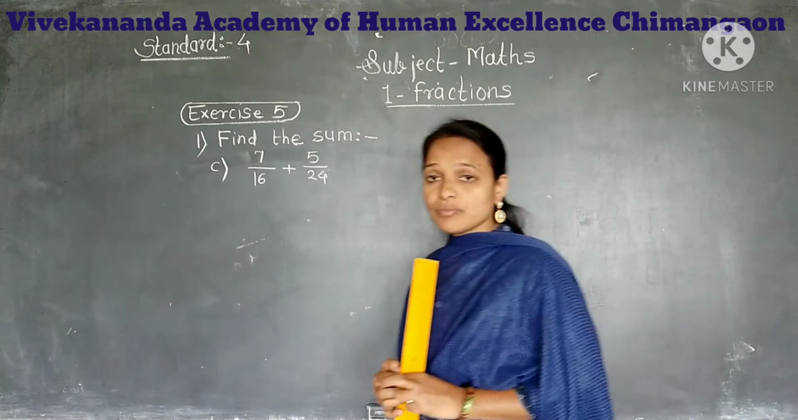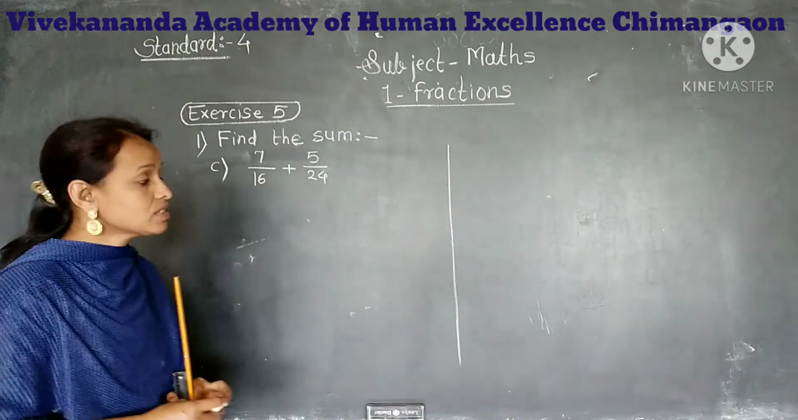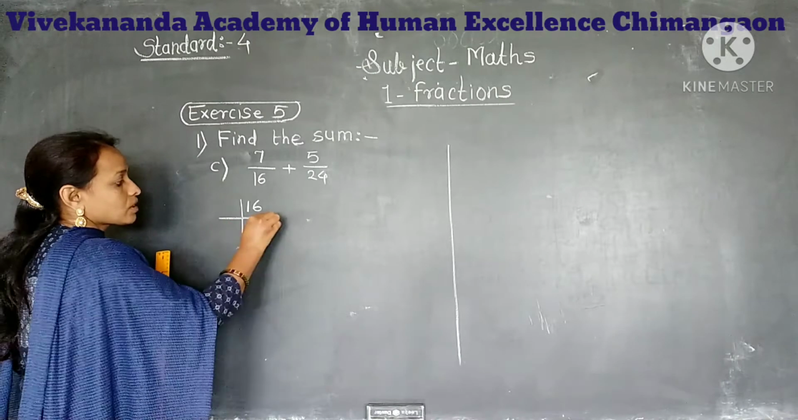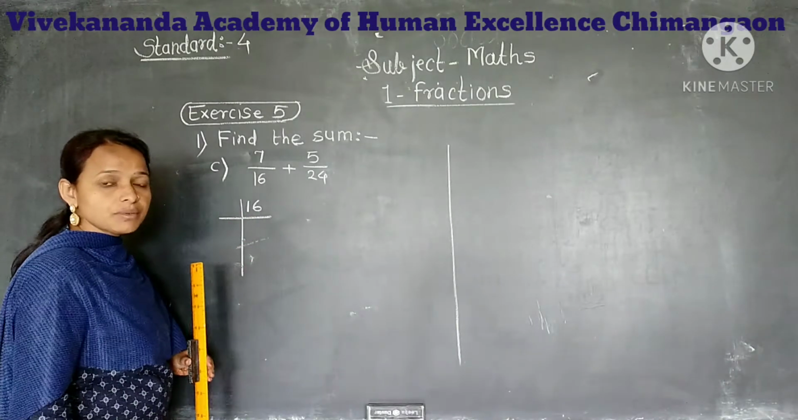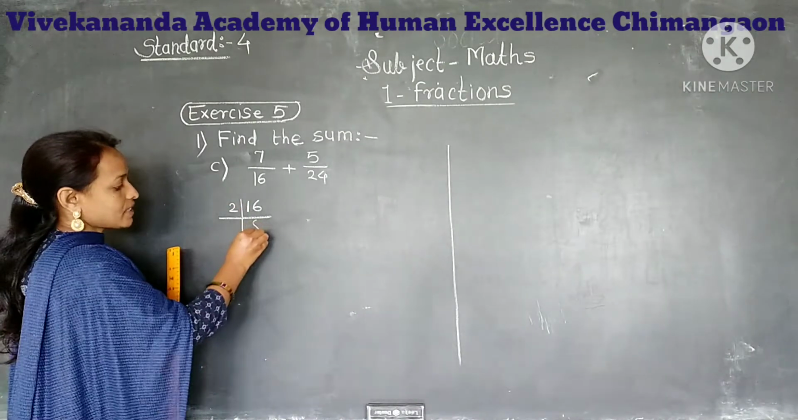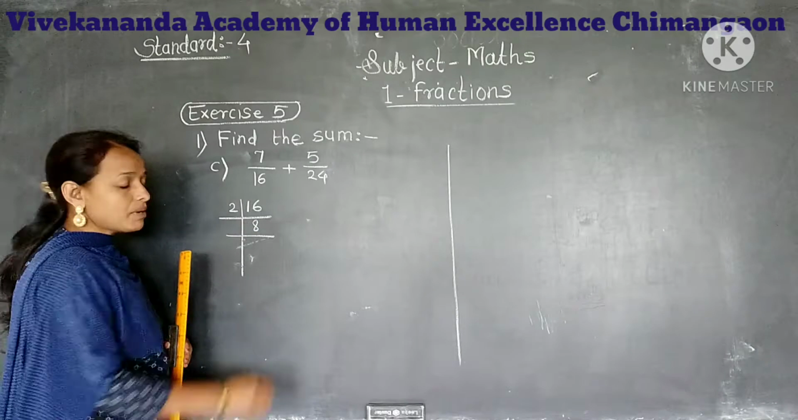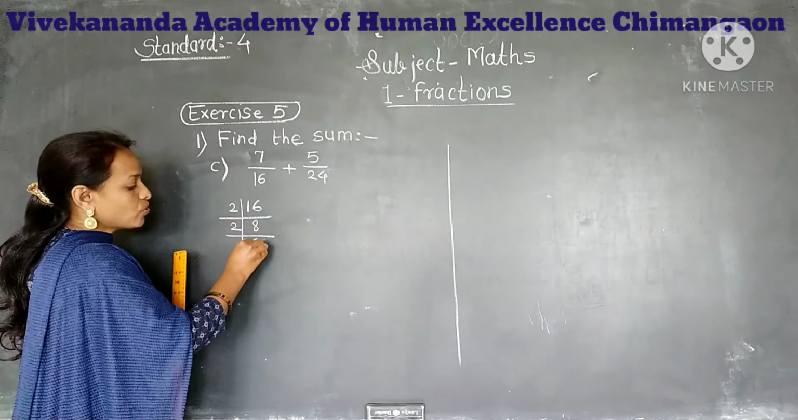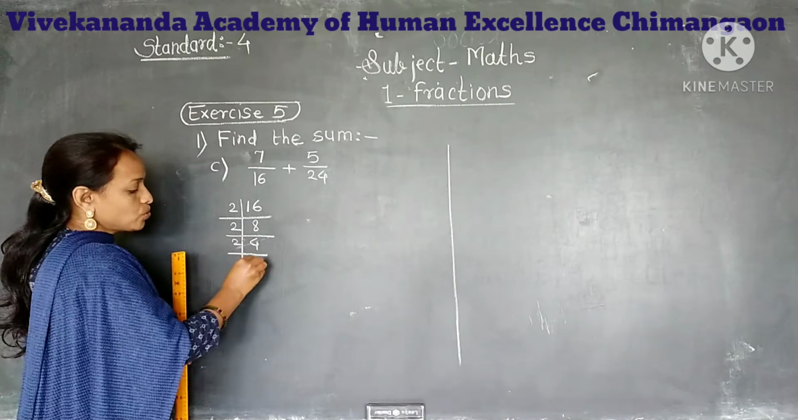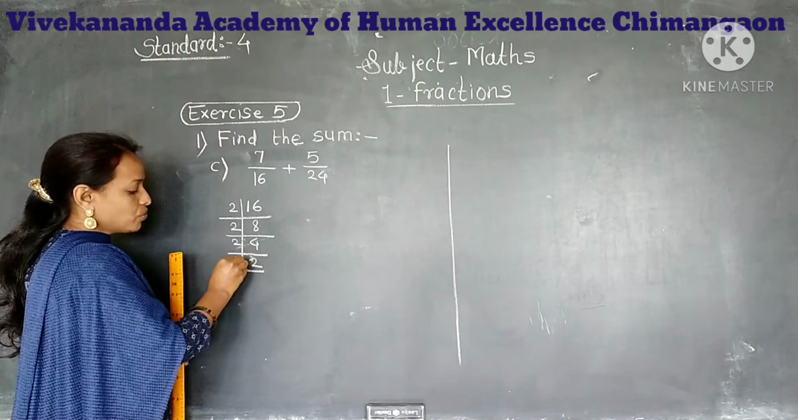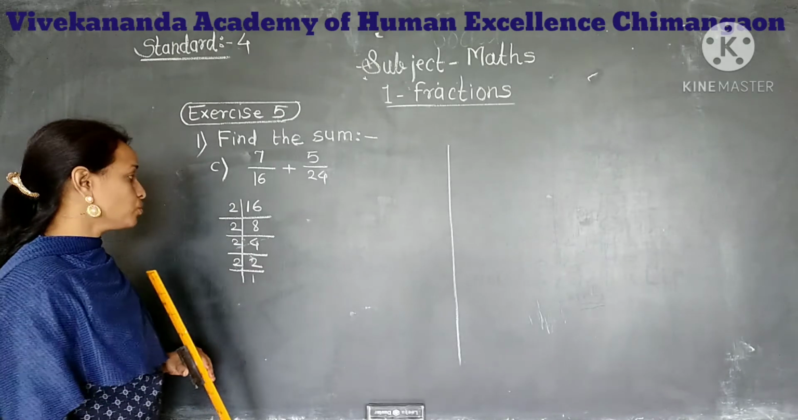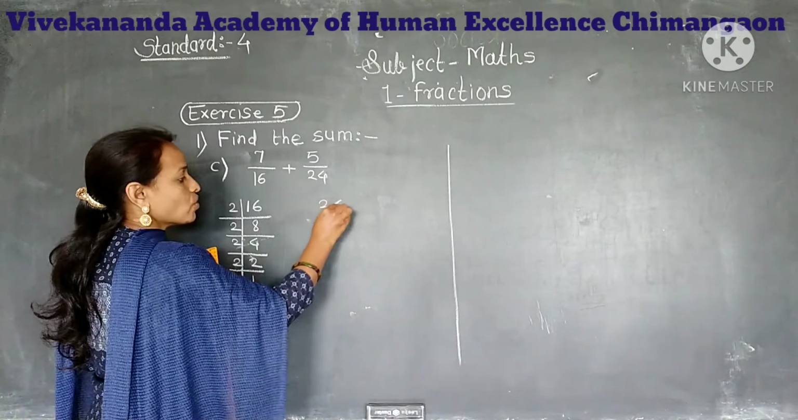Here we find the prime factorization of 16. 16 is divisible by 2, 2 eights are 16. 8 is divisible by 2, 2 fours are 8. 4 is divisible by 2, 2 twos are 4. And 2 is divisible by 2, 2 ones are 2.